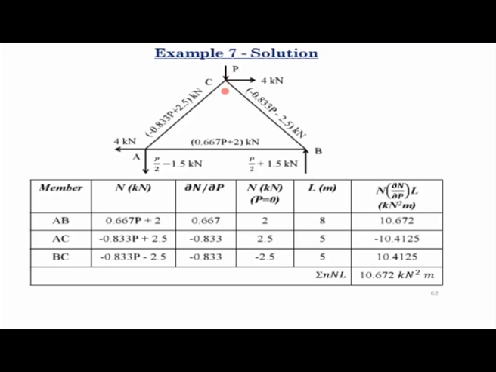So now if you want to use Castigliano's theorem, we don't have to apply the external loads and the load P separately. We'll take the truss just once, and we'll apply that external load as well as that load P.